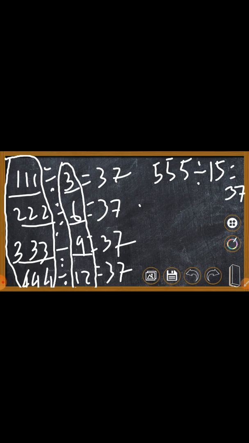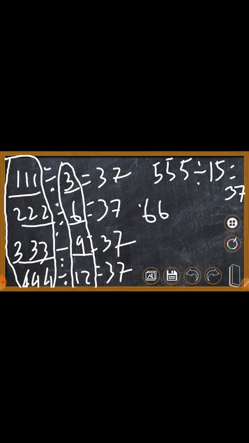It didn't fit in, that's why I'm writing 37 a bit below. I hope you guys have understood. In case you haven't, rewind the video and watch it once again. What will be the next number? I'm explaining one more step, then the next step you will do on your own.